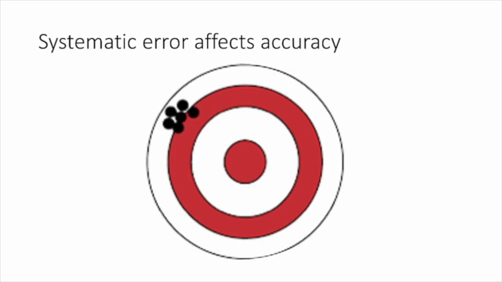Systematic error affects accuracy. In this example, we can see that there's systematic error because all of the points are to the left, clustered together. These measurements are precise, but they're far from the center of the target, which means they're not accurate.